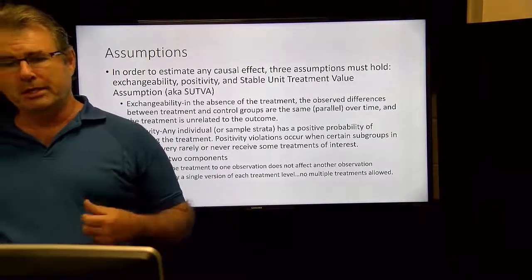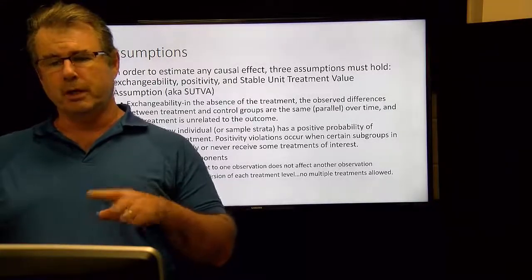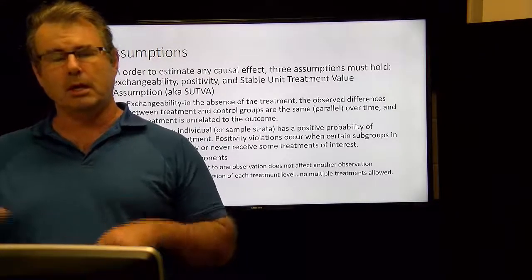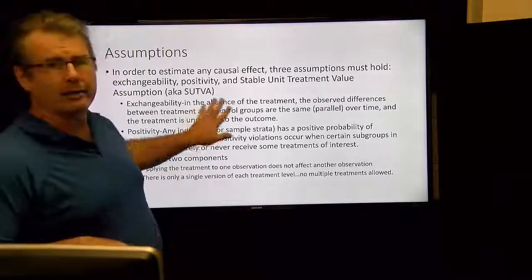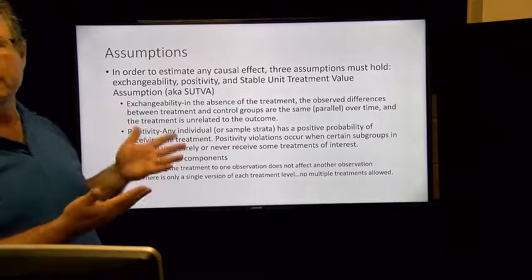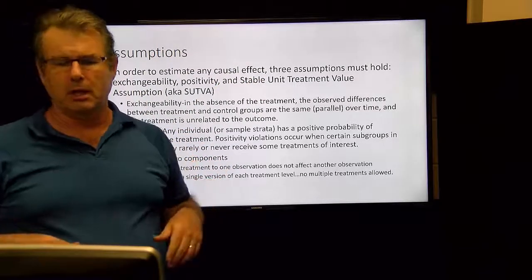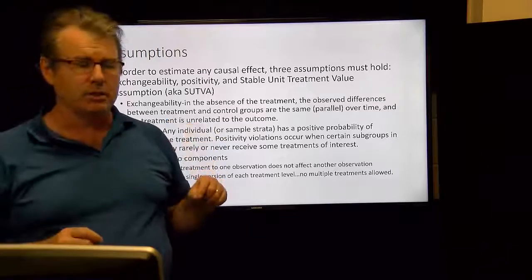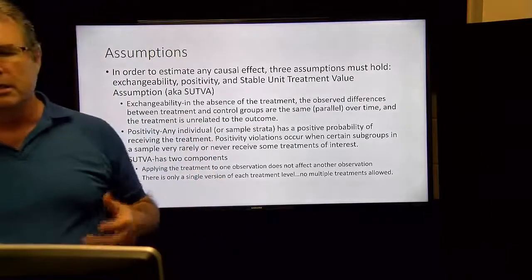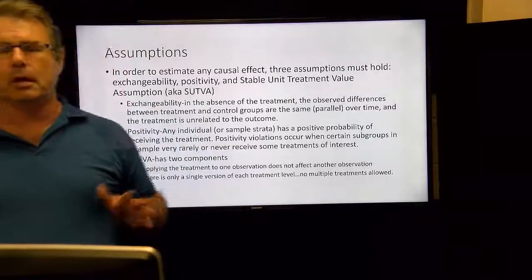Exchangeability just means that in the absence of the treatment, the observed differences between the treatment and control groups remain the same. And so that's where, if we look back at that graph, we got those two parallel lines. Without the treatment, they're going to stay basically the same distance apart over time. They don't have to be exactly the same distance, but in a reasonably sized sample, they should be relatively close to the same distance apart over time.